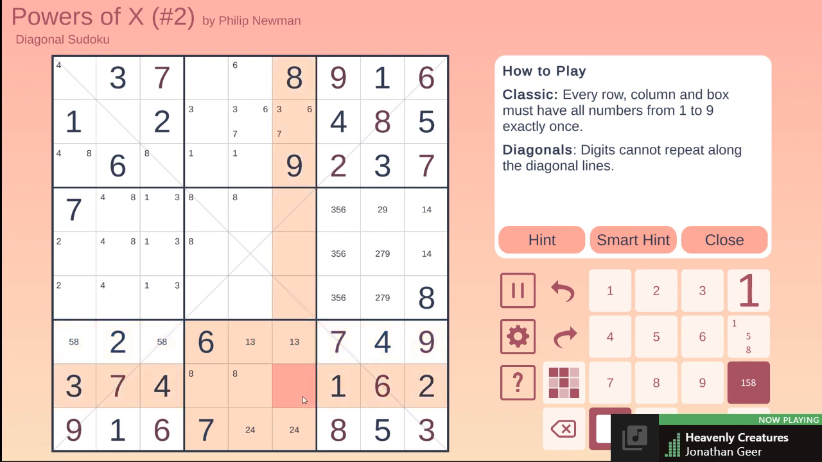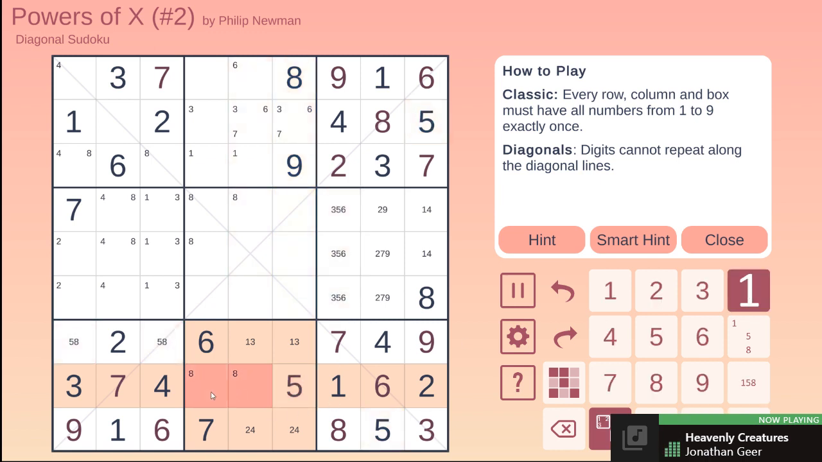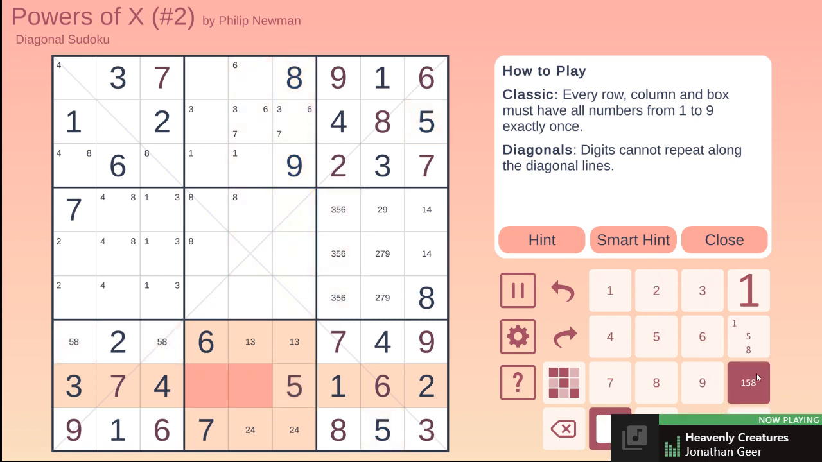And what's down here? There's 8, 9. It's 5, 8, 9. Well, this can't be an 8 or a 9. Well, this is a 5. This is an 8, 9 pair. Great.